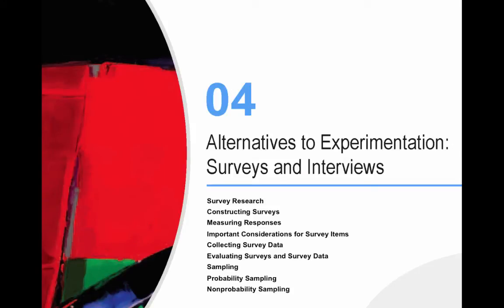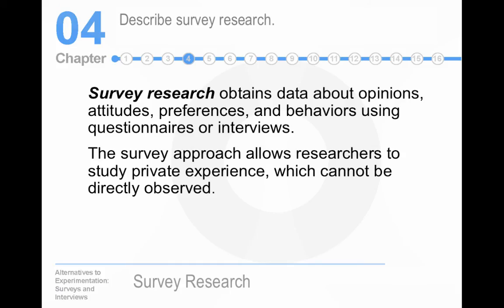Okay, today we're going to talk about Chapter 4 from the book, which is Alternatives to Experimentation, Surveys, and Interviews. So survey research is great because you can use questionnaires or interviews to get your data.